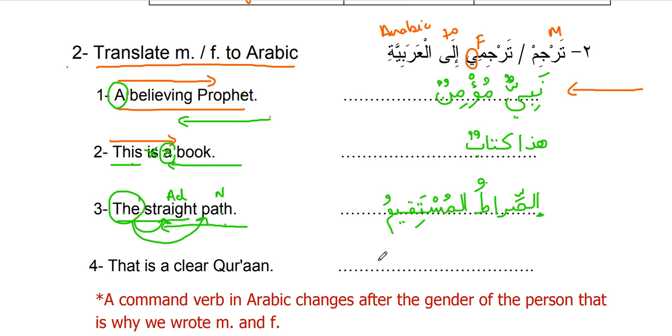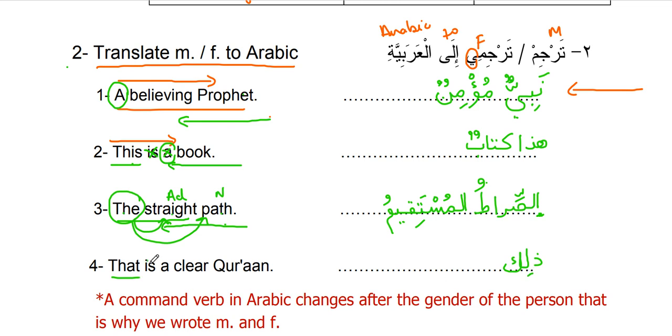Now the fourth one, this is a clear Quran. That is a clear Quran. Now can you remember that the demonstrative pronoun for far things is dhalika? So now we write dhalika.